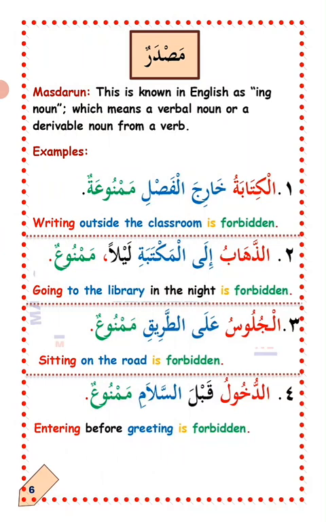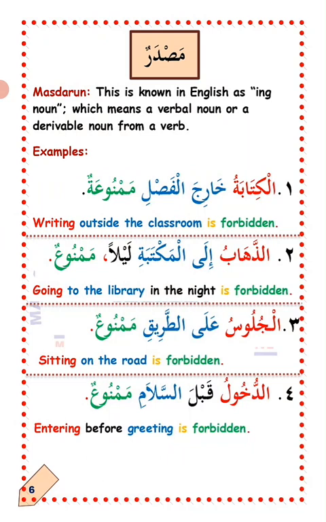الجلوس على الطريق ممنوع. الجلوس, sitting, على الطريق, on the road, ممنوع is forbidden. So al-julus is another example of masdar. Julus is the masdar of jalasa, yajlisu, julusun.